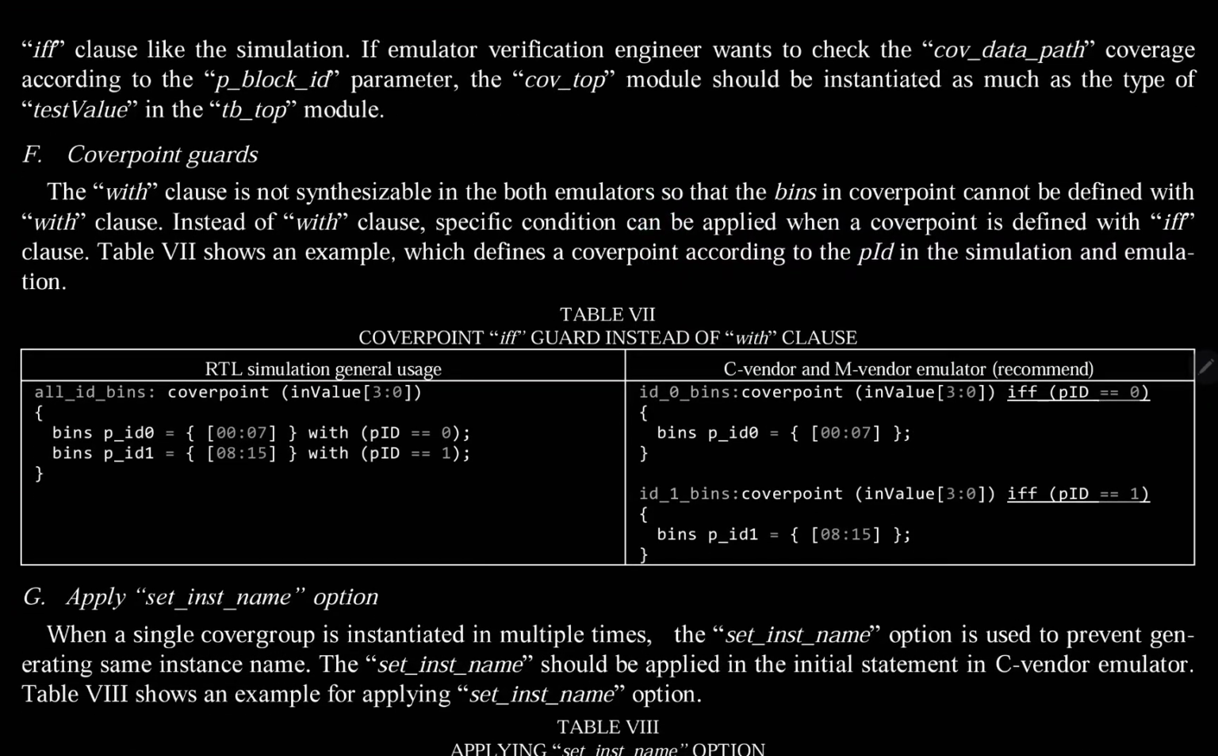So F is cover point guard. The width clause is not synthesizable in both emulators, so the bins in cover point cannot be defined with width clause. Instead of a width clause, specific condition can be applied when a cover point is defined with the IFF clause.